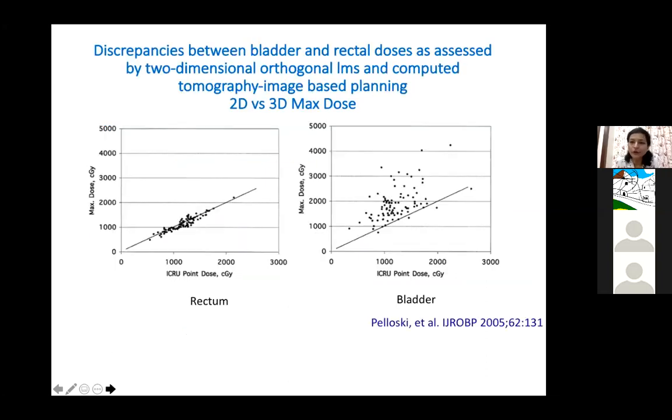Also, not only for the cervical tumor, the target itself, but there were also discrepancies between the bladder and rectal point doses, which were the ICRU bladder and rectal point doses. It was seen that whereas ICRU rectal point doses were mainly comparable to 3D max doses, the ICRU bladder doses were usually underestimated. That means in actuality, the doses to the bladder were probably more. However, in the latest recent studies, it has also been seen that perhaps there is also a misrepresentation of the ICRU rectal point doses as well.